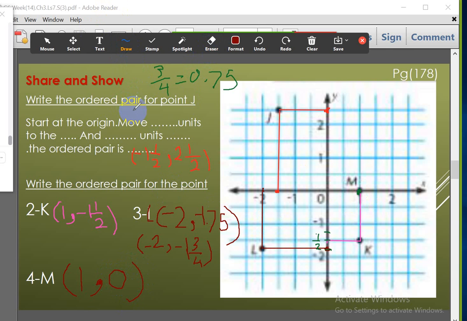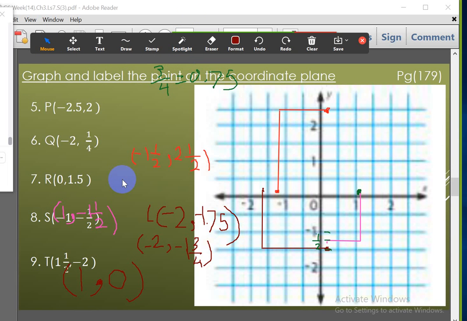Okay, now let's move to page 179. Did you finish, girls? If you finish, please type 1 in the chat. Very good.